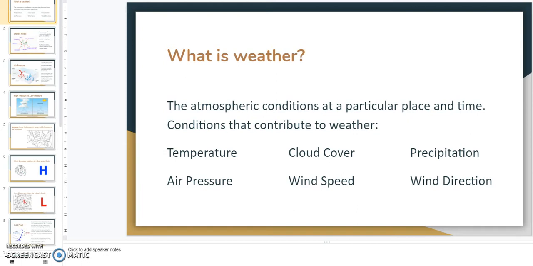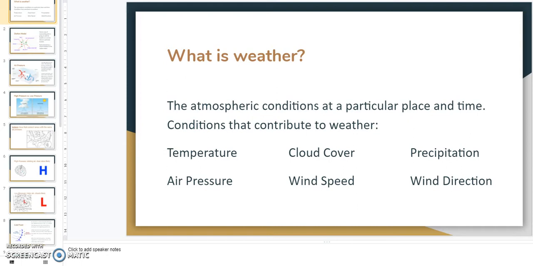And we're going to talk a little bit about particularly air pressure. We'll talk a little bit about precipitation, things like that. But all of those things are elements that we look at when we're trying to describe what the weather is doing. Now, weather is different from climate.